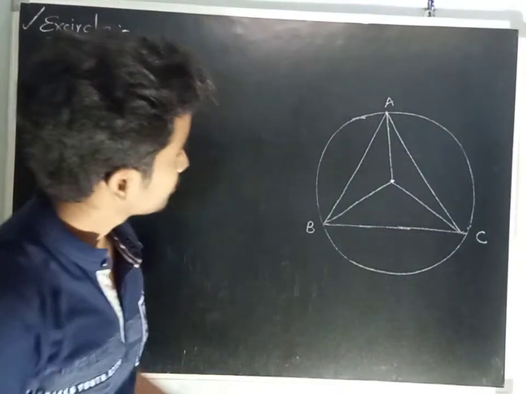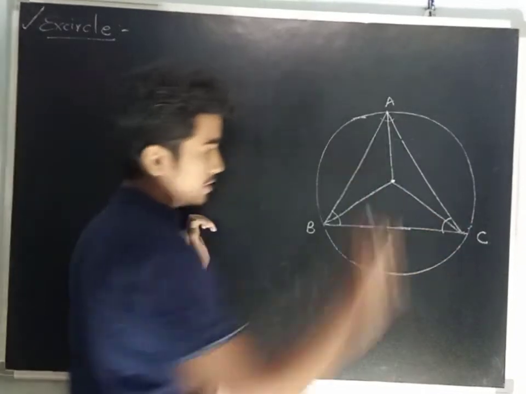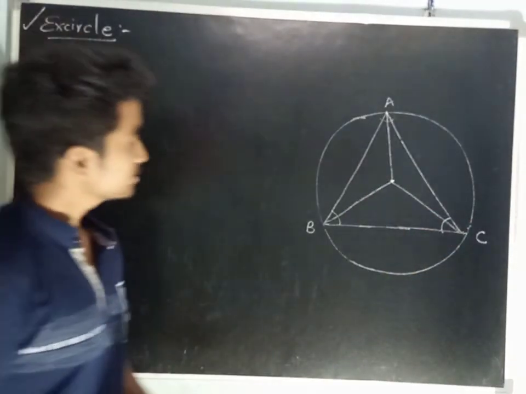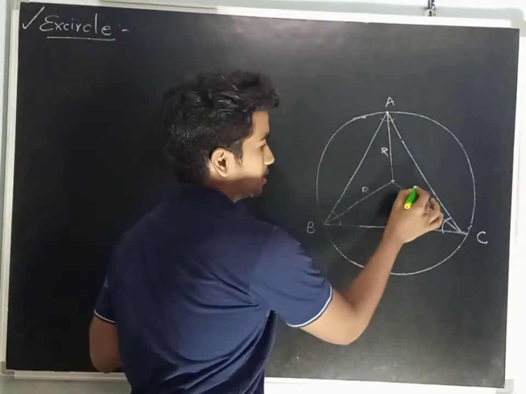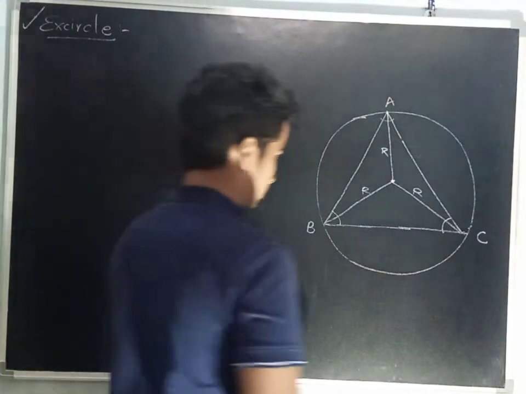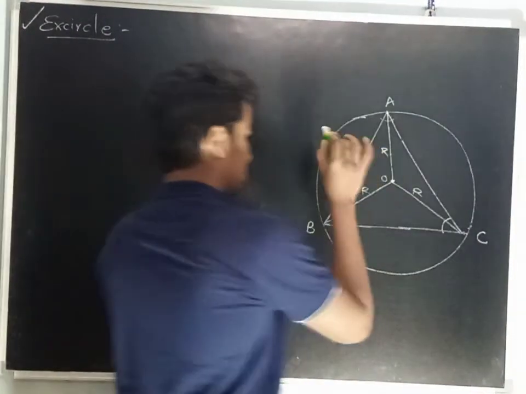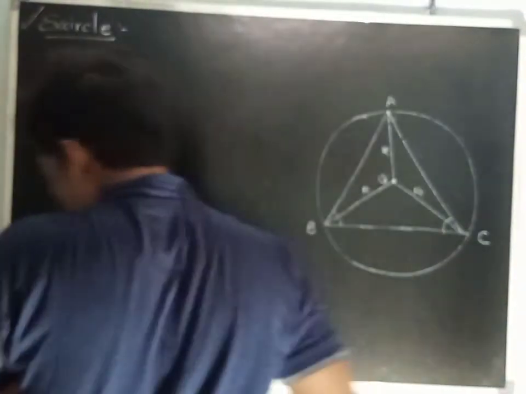Okay. Angle A, angle B, angle C. Now, its radius is capital R, its radius capital R, its radius is capital R. Let me denote the center with O.